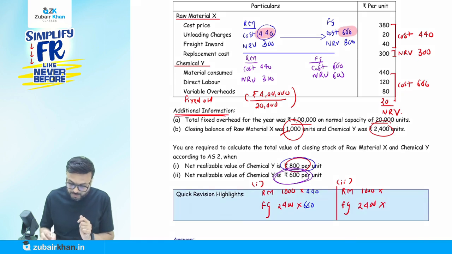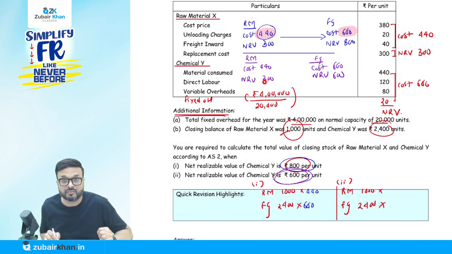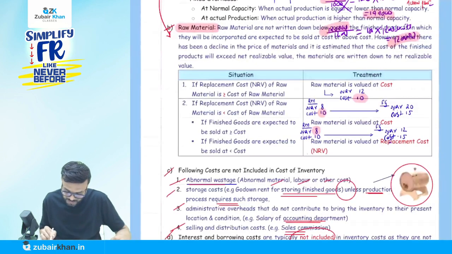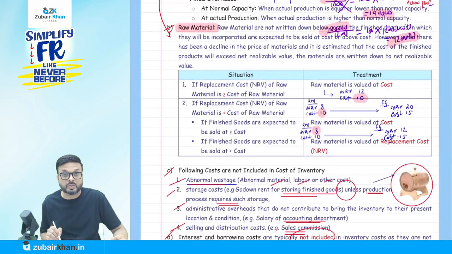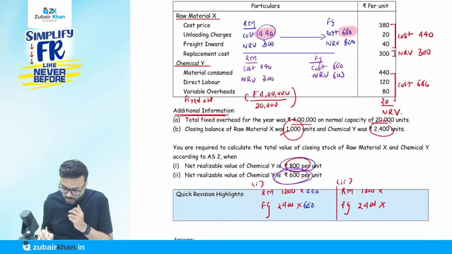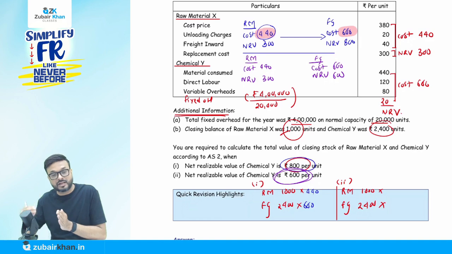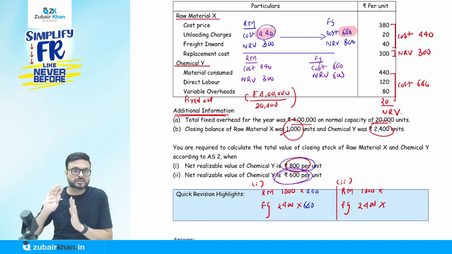So when we do the comparison of cost or NRV, whichever is lower, we will say NRV is lower. Correct? But we have to see more, don't just write NRV here. See the situation. If finished goods are expected to be sold at lower than the cost, it means my finished goods are also not able to recover the loss. The cost is 660 and I'm selling at less than 660, 600 only. So my finished goods are not able to recover the cost.